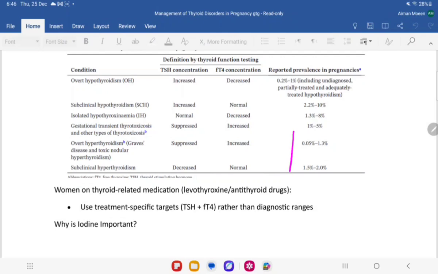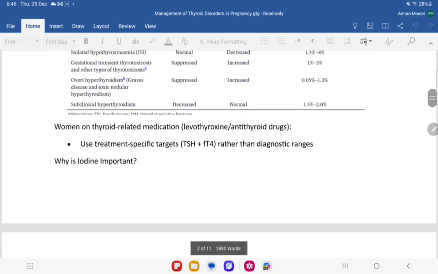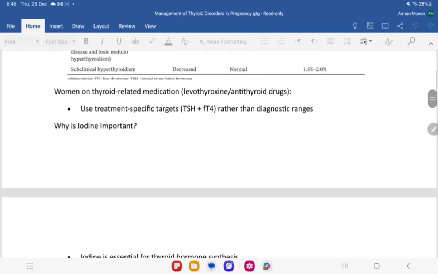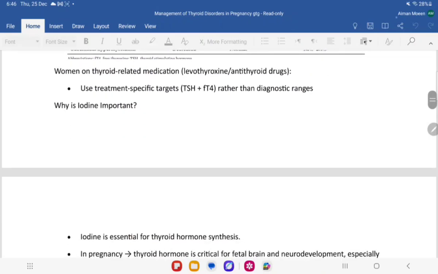Okay, so the next part is the pregnancy upper TSH limit, that is 4 milliunits per liter. But if you focus here, they are saying that if the woman is on thyroid related medication, you have to use the treatment specific target rather than the diagnostic ranges.